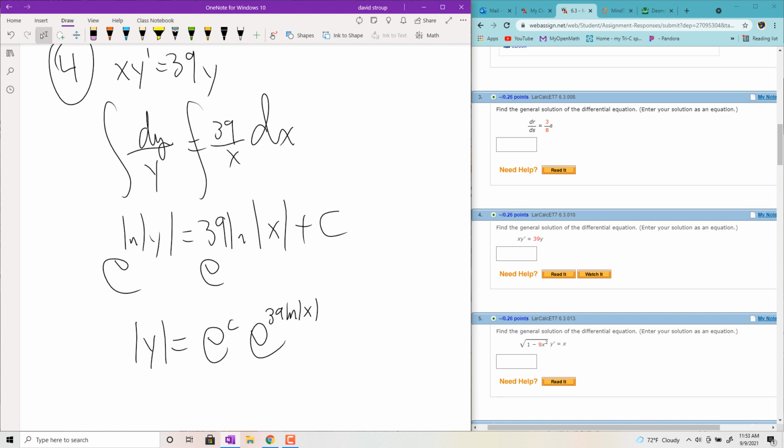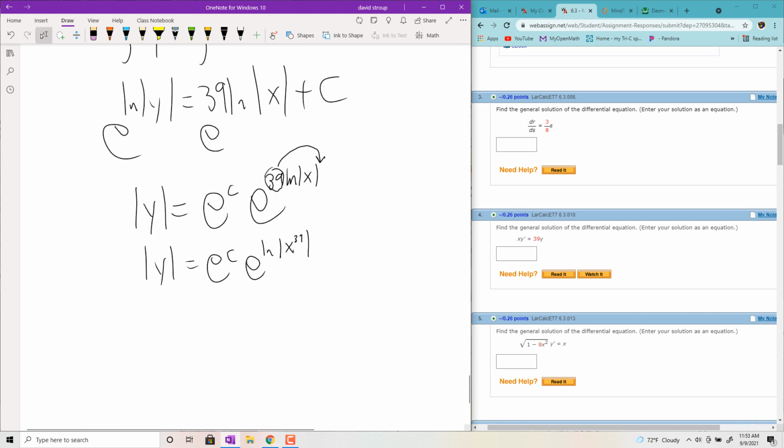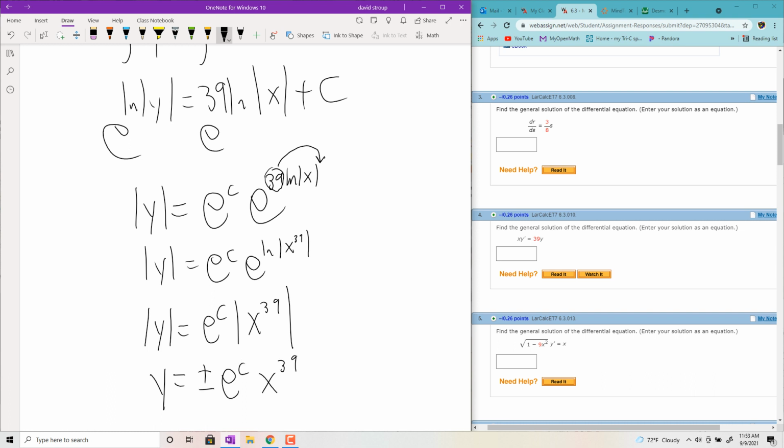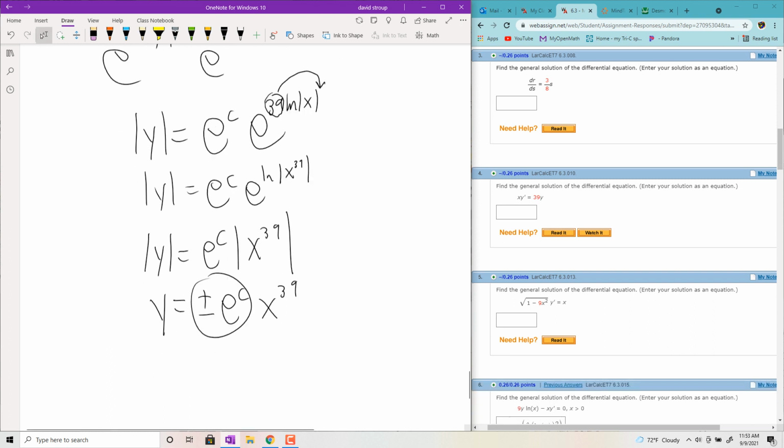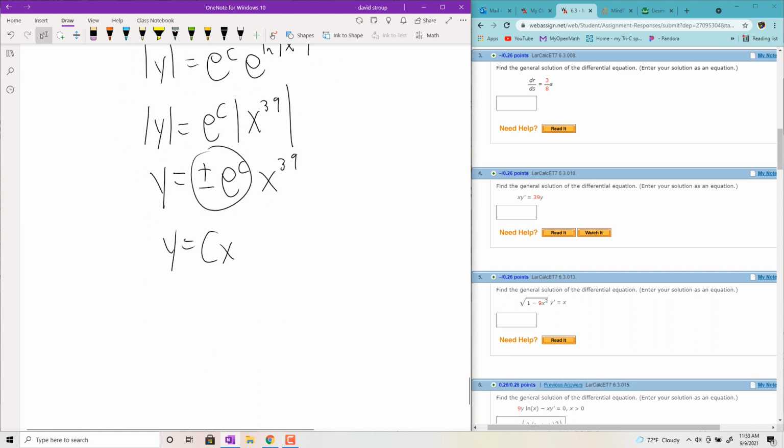absolute value x. You can't simplify this e to the 39 ln absolute value of x. You need to first pull that into the exponent. Okay, so you get absolute value y equals e to the c, e to the ln of the absolute value of x to the 39. Then you can simplify. So you get absolute value of y equals e to the c times absolute value of x to the 39. Then you can drop the absolute values on both sides, replace it with a plus or minus c on the right, and then you can replace this with a big constant, c. So you just get y equals c x to the 39.